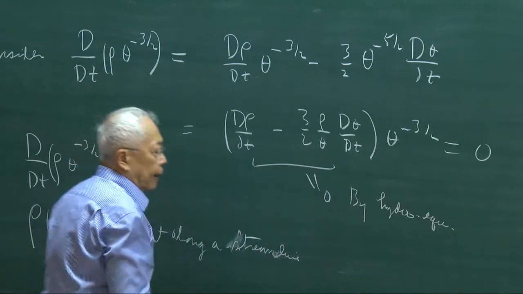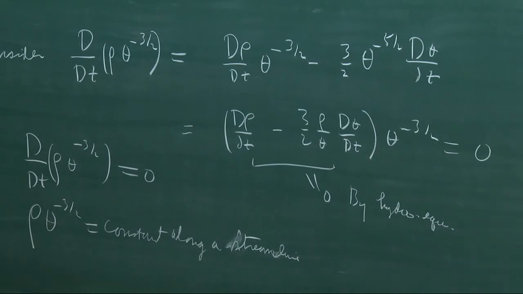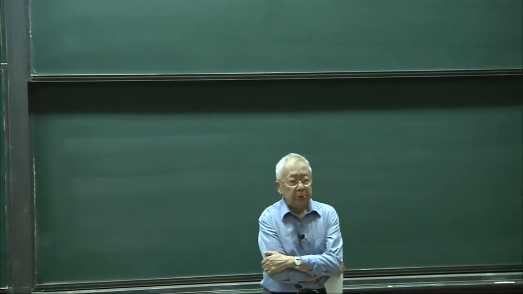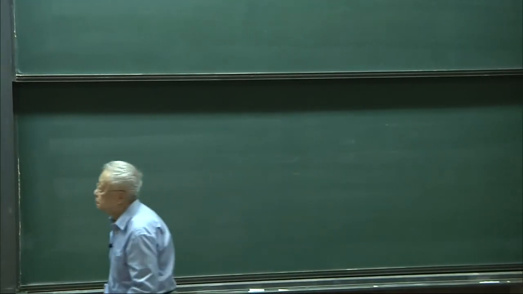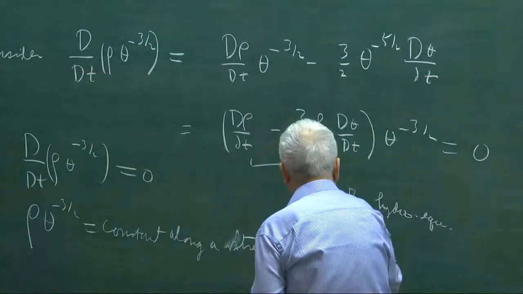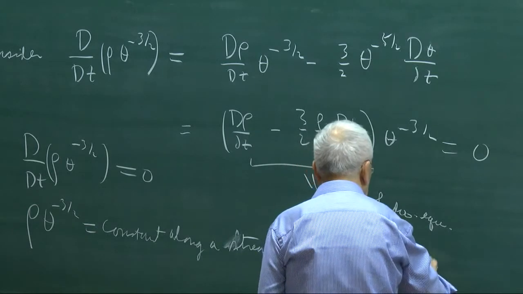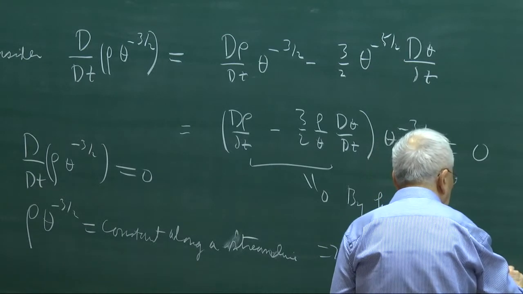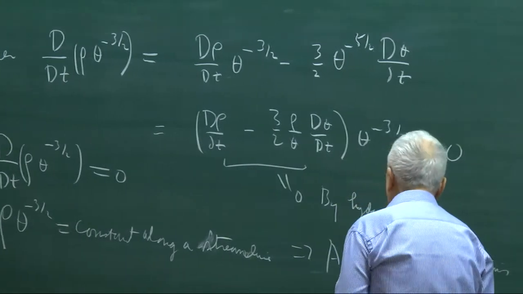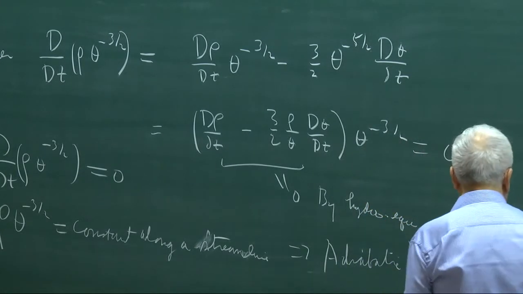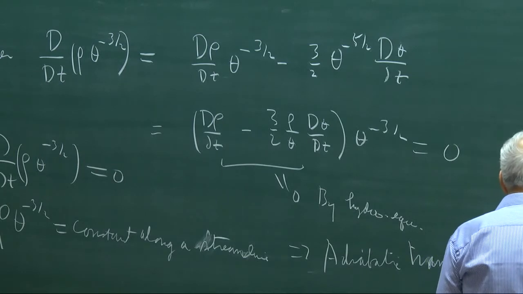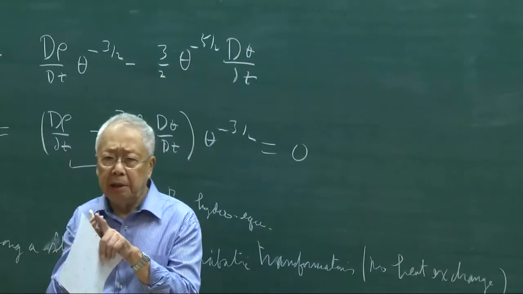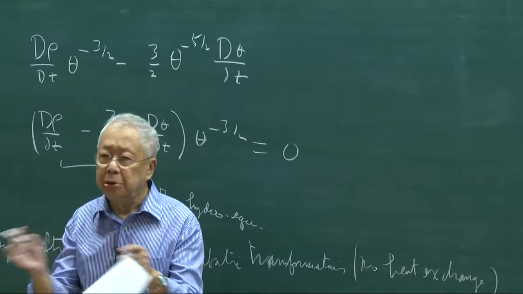Now, it so happens that rho temperature to the minus 3/2 equal to constant is a condition for an adiabatic transformation in thermodynamics. This implies adiabatic transformations along a streamline, that is no heat exchange. Which is not surprising because we showed that there is no heat vector. So that as you travel along the streamline, the gas does not exchange heat with the surrounding. It's adiabatic.